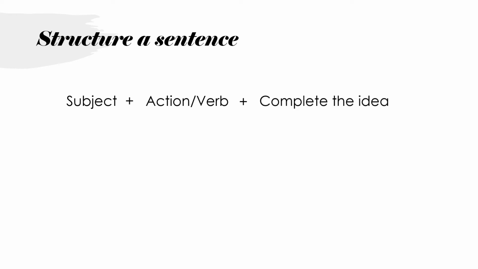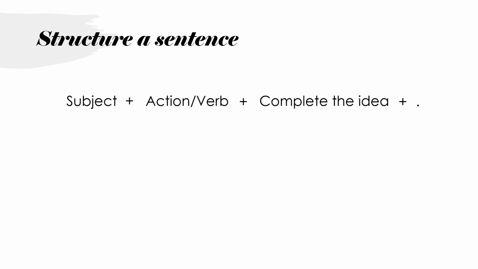Next, we will look at the structure of a sentence. This was also one of the objectives in our lesson today. So how do we structure a sentence? We start with the subject. What happens after the subject? We have the action or the verb the subject is doing. Then we have the part which completes the idea of the sentence. And finally, we add a full stop.